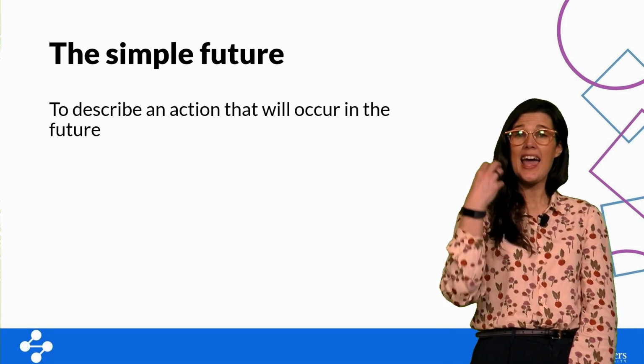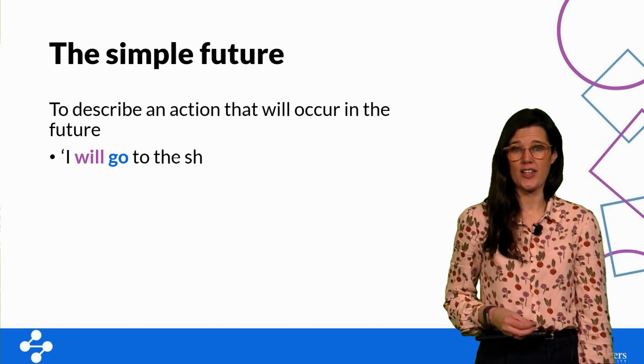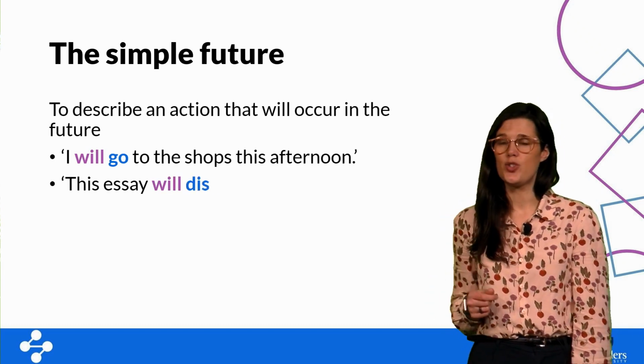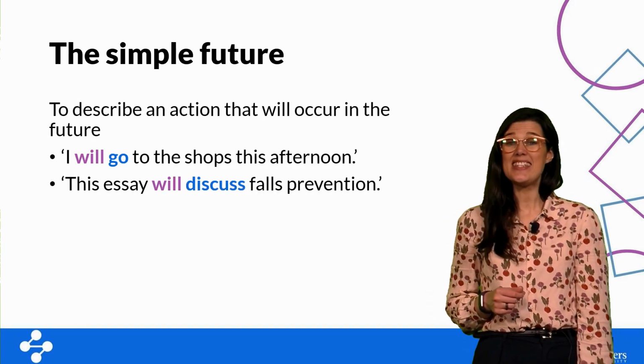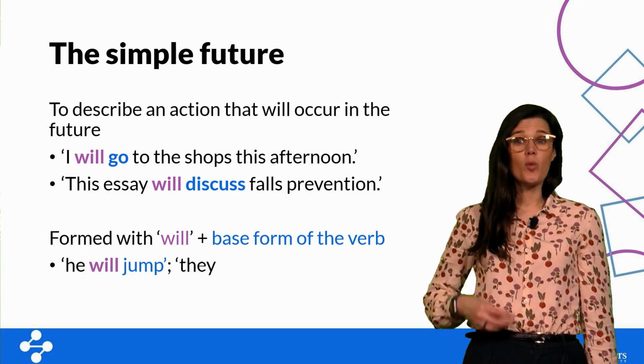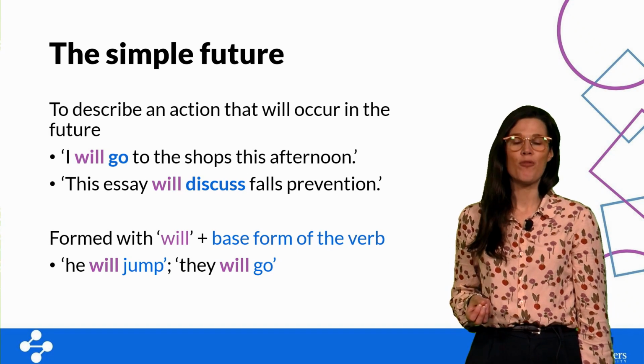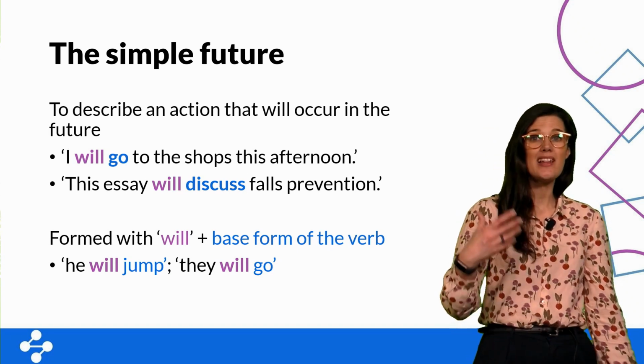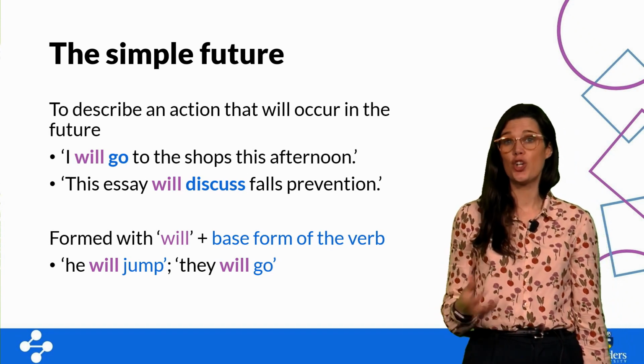So the simple future describes an event that will occur in the future, and this is a specific and definite event that will occur in the future. I will go to the shops this afternoon. This essay will discuss falls prevention. It's formed with the word will plus the base form of the verb. So he will jump, they will go.